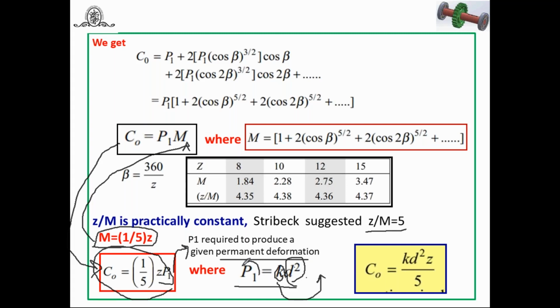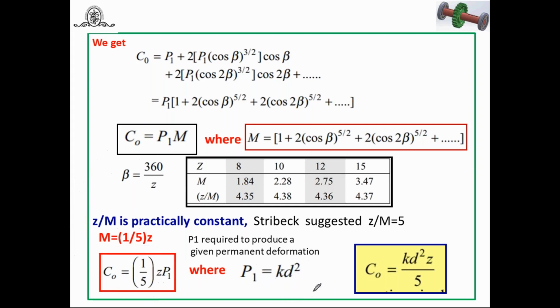Based on that, you can easily find out P1. You can substitute here, you will get C0. So replace P1 by K D square. Replacing P1 by K D square, you will get C0 is equal to K D square into Z by 5. And this equation is the Stribeck equation, we can use to determine the static load of the bearing. This is about the Stribeck equation.